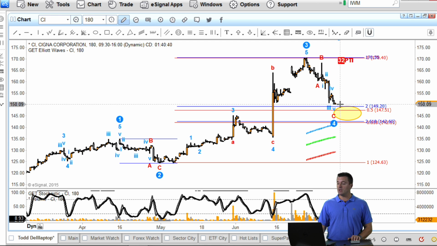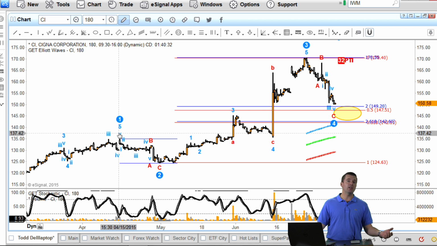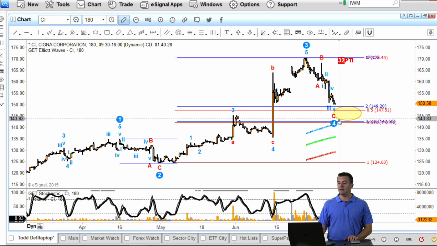So we're going to be looking for 150 down to 142 to hold Cigna. If you get below the wave one high, which is 135, the trade is invalid and you need to be out of the trade, but we're going to be out of it well before then. So look for that to hold. Of course, if the stock market holds the lows that we just projected, that's going to give it an extra boost.